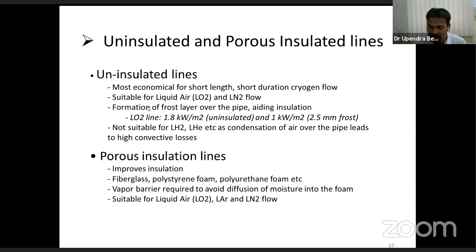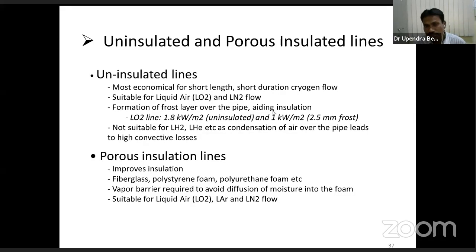starts flowing through this transfer line, first frost formation will occur because atmospheric air contains moisture, and that will get crusted on the surface, and that also acts as an additional insulation, and that way the heat transfer subsequently reduces. For example, for a bare line, when there is no insulation or there is no frost formation, liquid air passing through that gives 1.8 kilowatt per meter square. That is the heat input from the outside ambient to the transfer line or to the fluid.